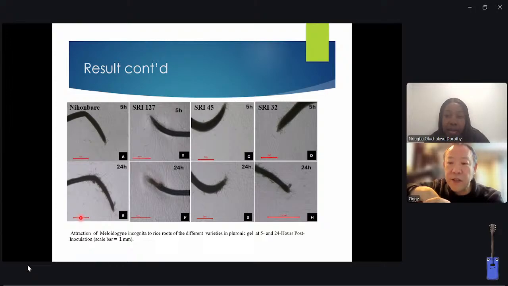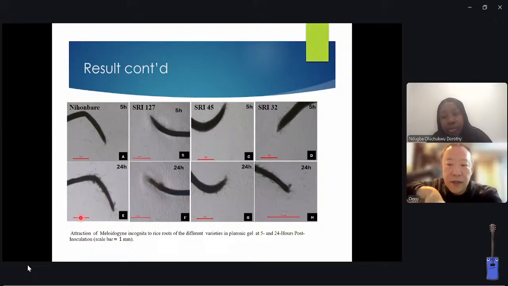What about taste? Do you know the taste of the rice? No, I don't know. But Nihon Barre seems to be a brand name, a Japanese brand. It's a popular Japanese rice, right? They use it majorly for research. A lot of research is done with Nihon Barre.